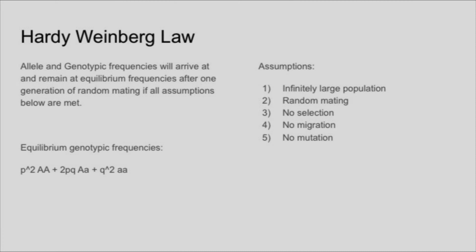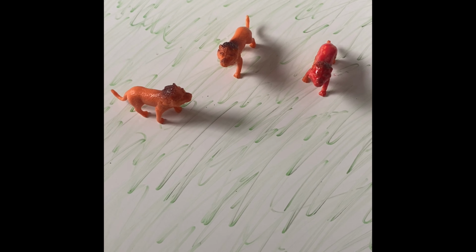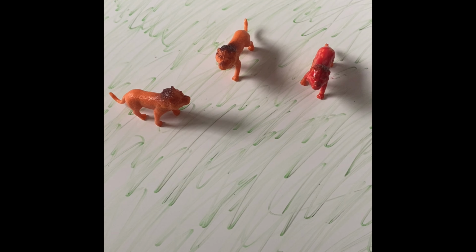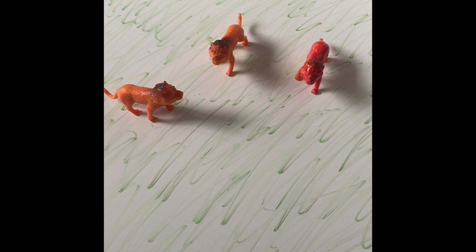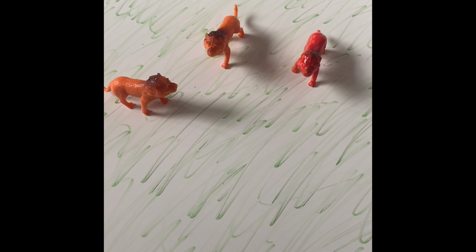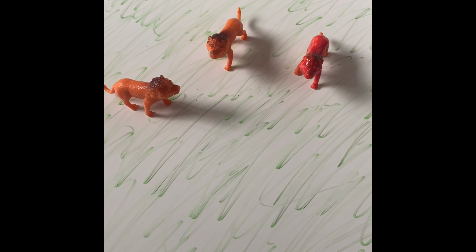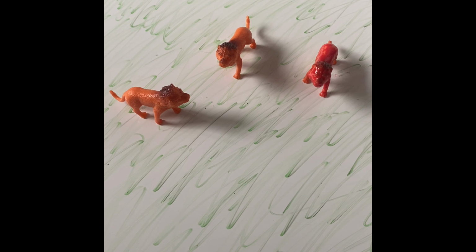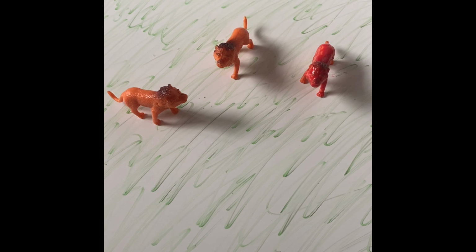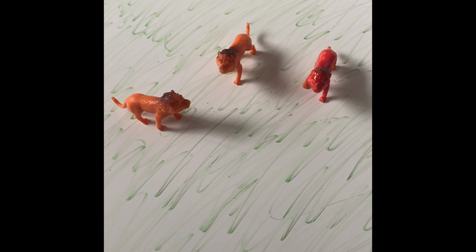no mutation. To demonstrate the Hardy-Weinberg Law, we're going to look at a population of lions and their fur coat. In total, there are 200 lions in the population. However, I'm just going to demonstrate 3 of them to show the genotypes and phenotypes that we will be looking into. The dominant would be an orange fur coat, which would be represented by big O, big O, or heterozygous big O, little o, and the recessive is a red fur coat, which is represented by little o, little o.